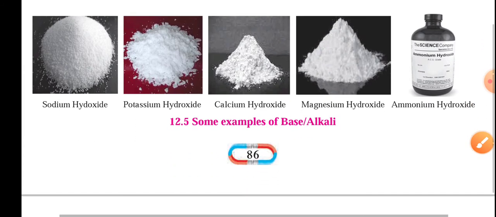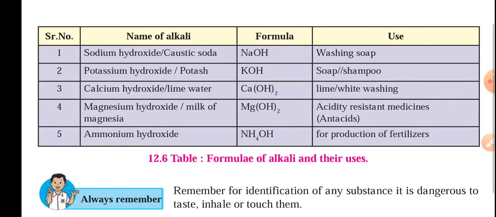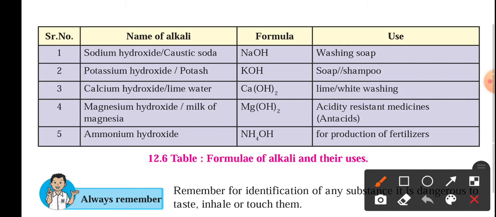Now here the various examples they have taken are sodium hydroxide, potassium hydroxide, calcium hydroxide, magnesium hydroxide and ammonium hydroxide. Further, when we talk about these alkalis, they are very useful. They have given the names of alkalis, their formulas and their uses. The first one they have taken is sodium hydroxide or caustic soda.